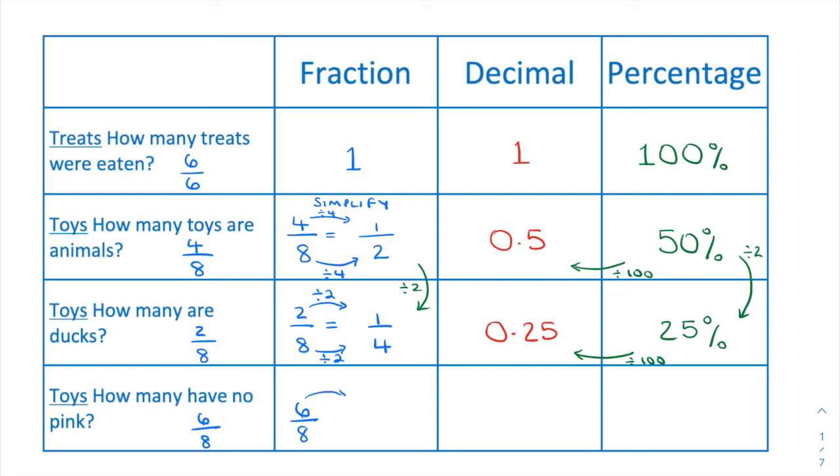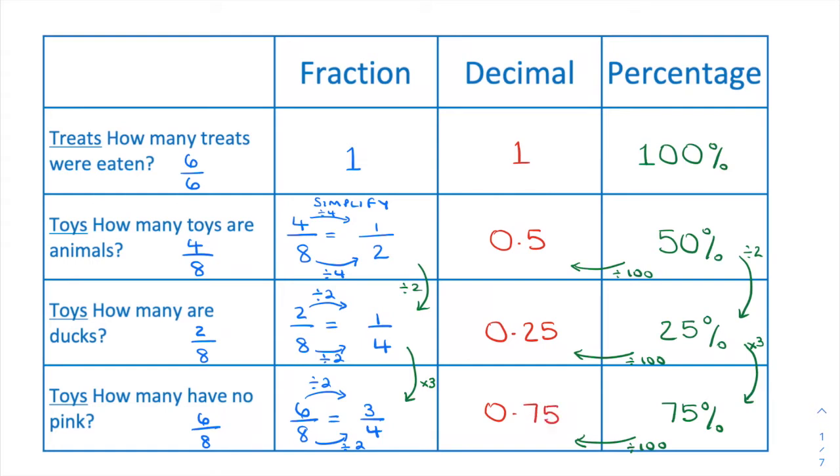So simplifying that fraction, what's the largest number that goes into 6 and 8? Being 2. Divide the top and bottom by 2. 6 divided by 2 is 3, 8 divided by 2 is 4. So 3/4 of the toys have no pink, so that's 1/4 times 3. So to get the percentage, multiply 25% by 3. 25 times 3 is 75. And then to get the decimal, as we did before, divide by 100, gives you 0.75.